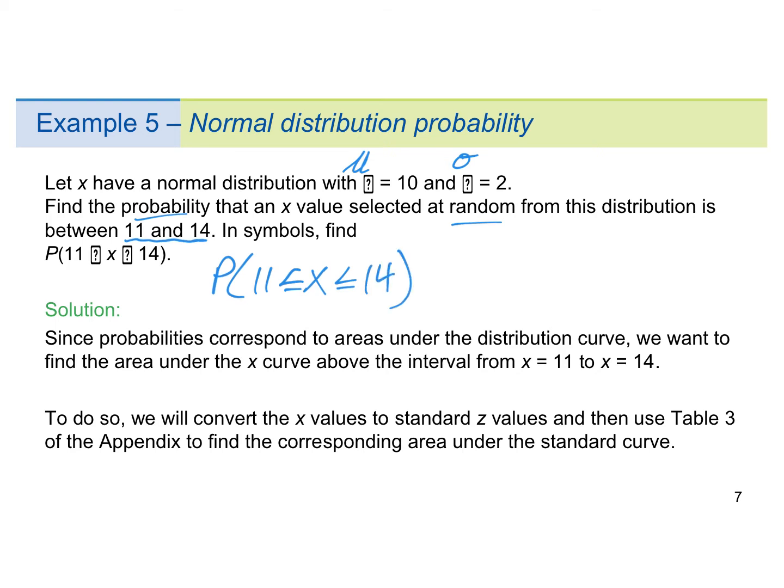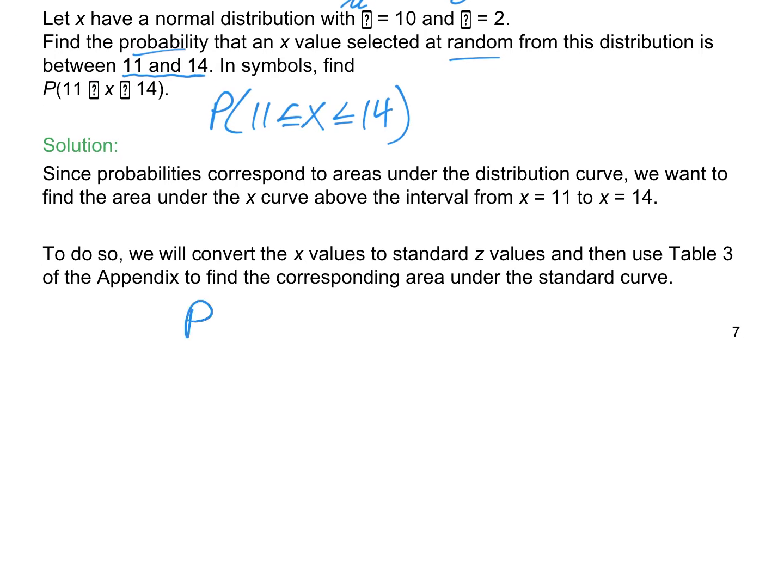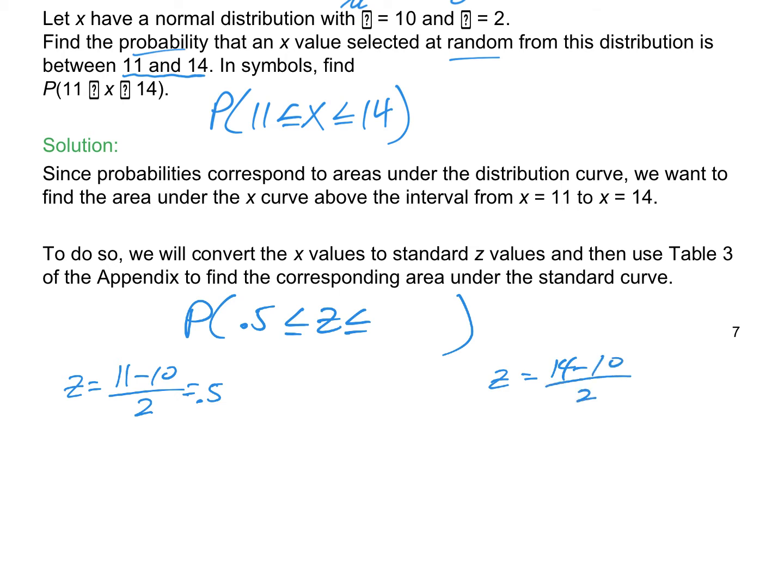Okay. So what we need to do is turn this into the probability of being in between a z. So we must convert both the 11 and the 14. The formula: z is equal to raw score, take away the mean, divided by standard deviation. So that's 1 divided by 2, or 0.5. And then the z-score of the 14, which is 14 minus 10 divided by 2. So that's 4 divided by 2, or 2, or I like 2.0. Makes it easier on the chart.